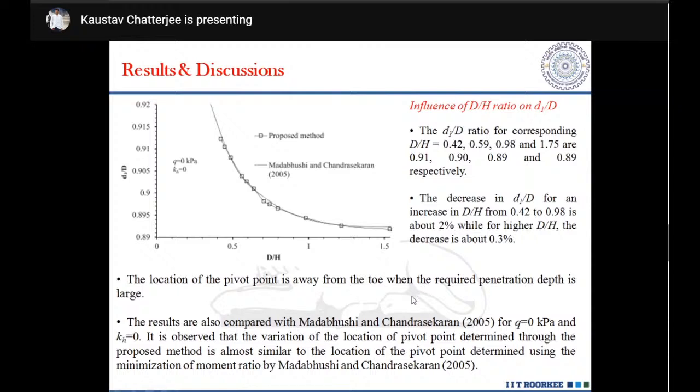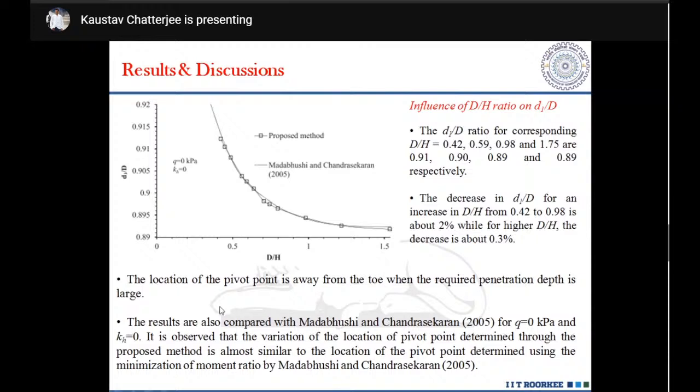Now, does that mean that it will keep on moving upwards? No. After a certain point, the d1 by d ratio will remain constant. That means d1 will never be touching the dredge level. It will be located somewhere below the dredge level.